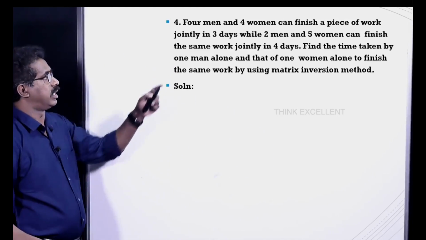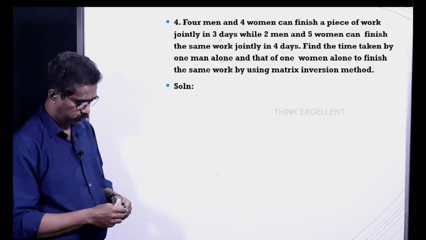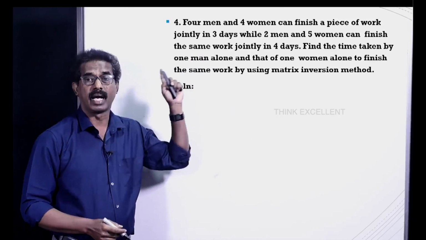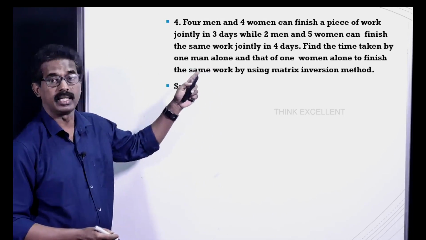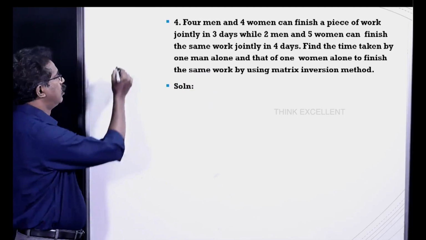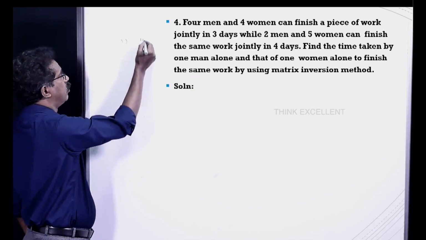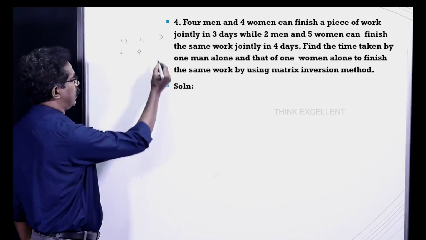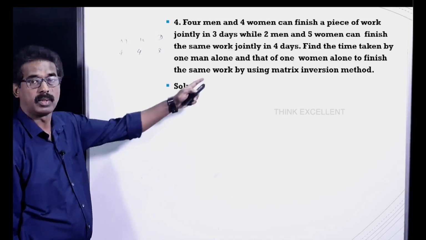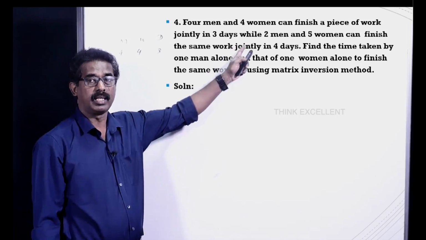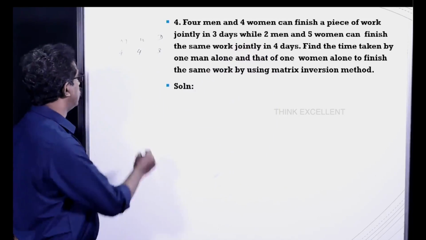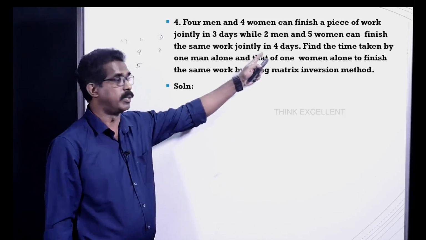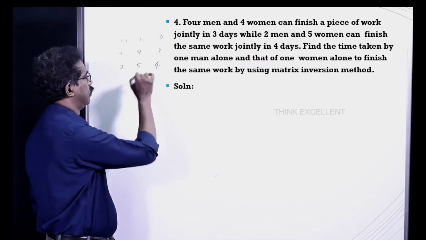Read that question carefully, read it and try to understand what is given here. 4 men and 4 women can finish the piece of work jointly in 3 days. 4 men, 4 women, they can finish the work in 3 days. And one more thing they have given: while 2 men and 5 women can finish it in how many days? 4 days, they said. Finish it in 4 days.